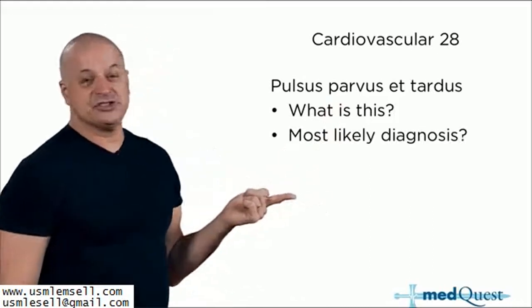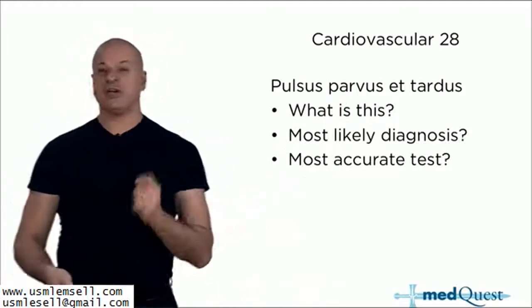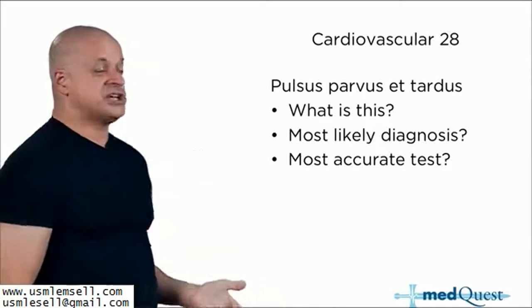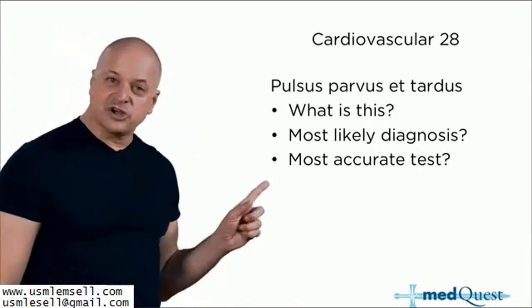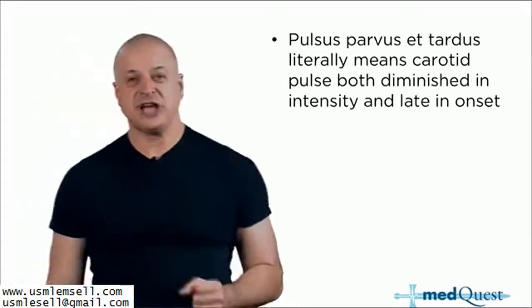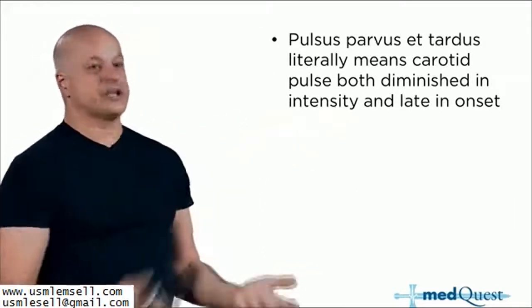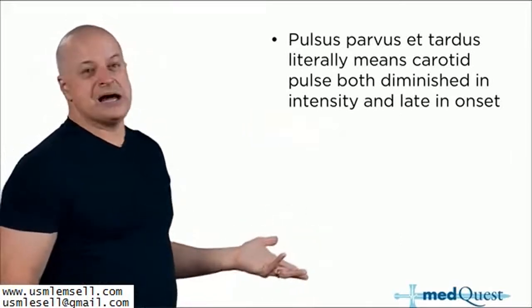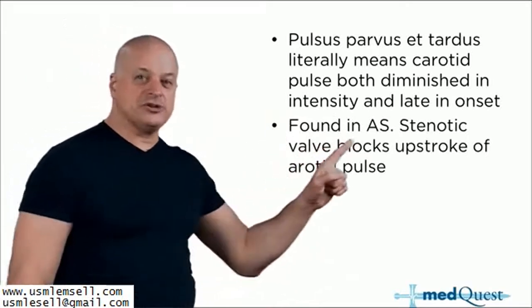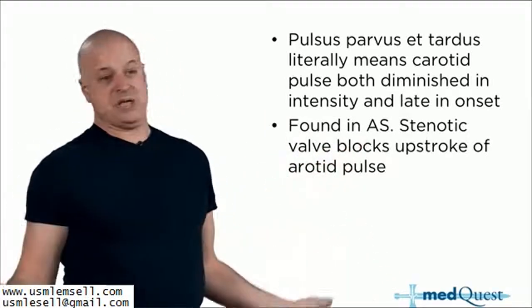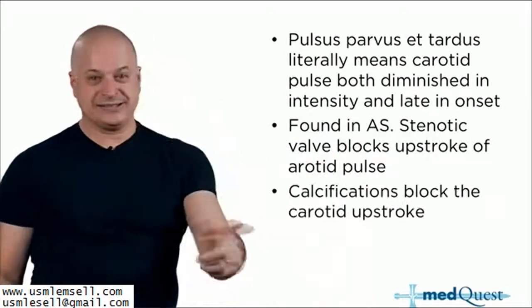And the most likely diagnosis is aortic stenosis. The most accurate test for aortic stenosis: echo or cath, echocardiogram or cardiac catheterization? Cardiac catheterization is rarely necessary, and 99% of the time it's diagnosed off of echocardiography. Cath is the most accurate though. It literally means that the pulse is diminished and late because there's aortic stenosis in the way. So the pulse is blocked. That's a fancy word for blocked pulse in the carotids. Aortic stenosis blocks the ejection of blood, and the pulse is late and slow in the carotids.